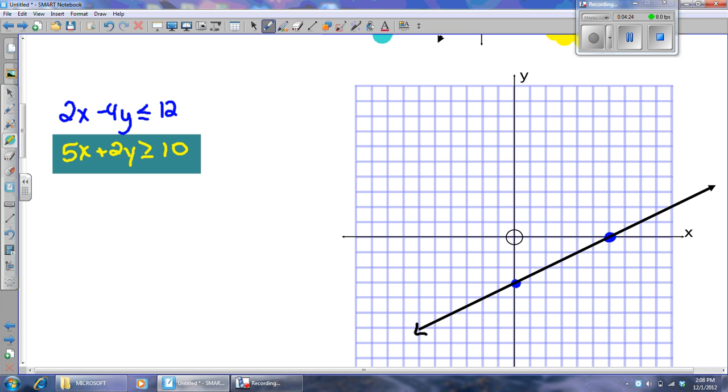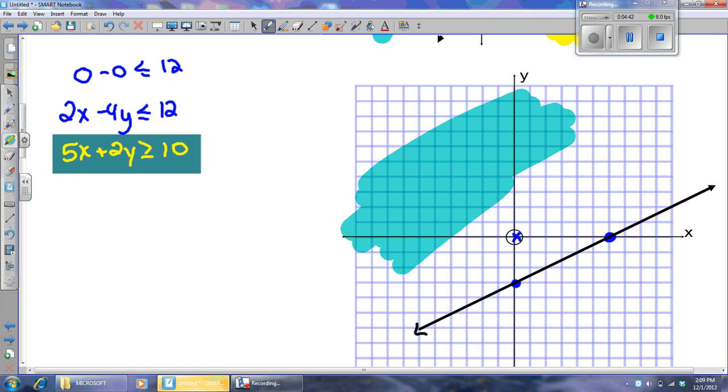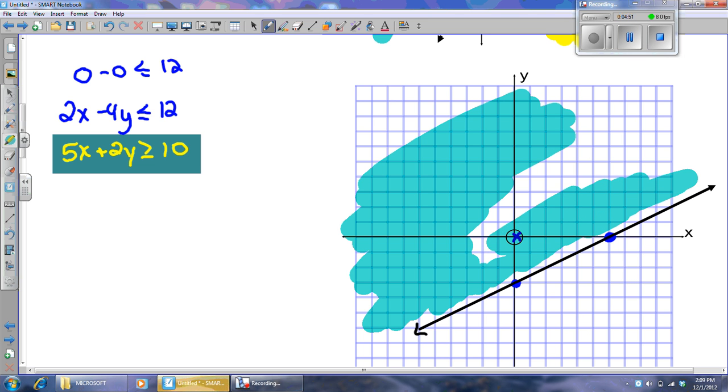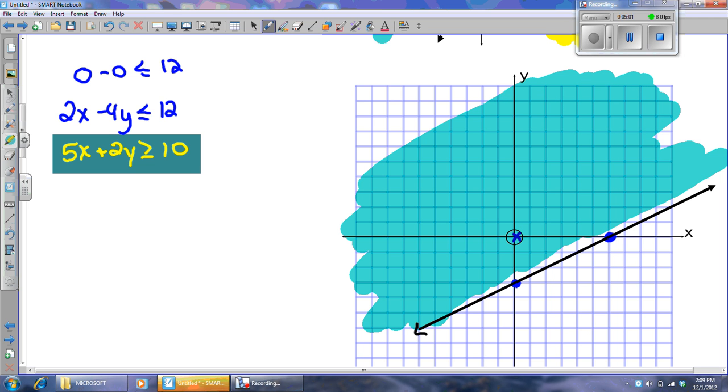I'll slap an arrowhead on that. Now, for my test point, I plug 0 and 0 in for x and y. I get a true statement, so I'm going to shade where the origin is. I'm going to shade all of this region here. Oh, little sound effects for you for your shading viewing pleasure.